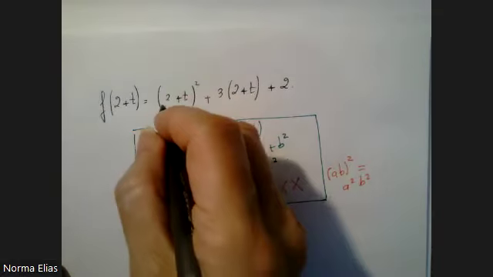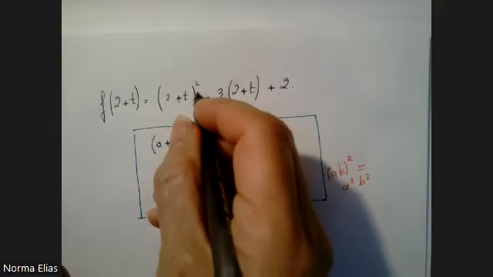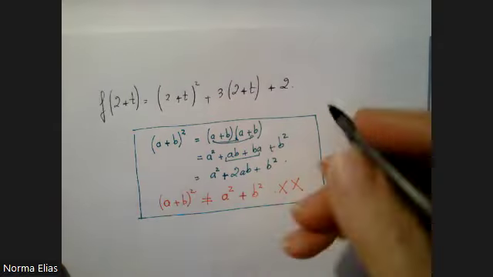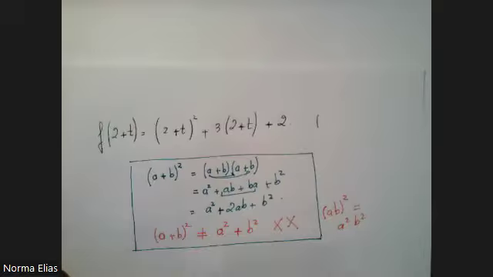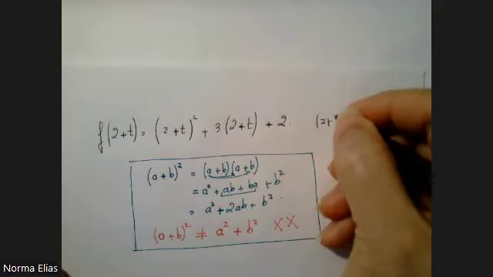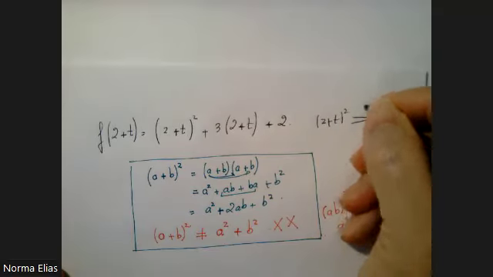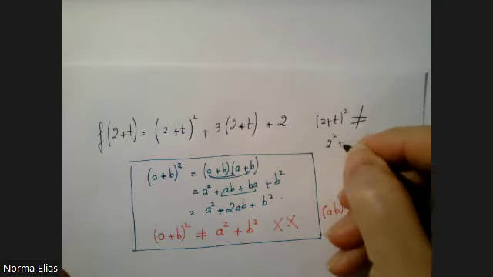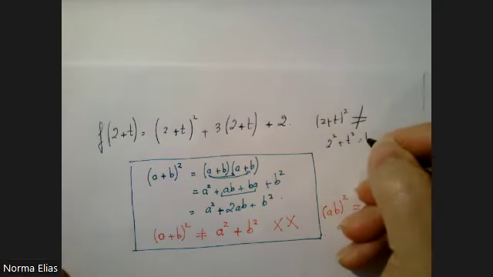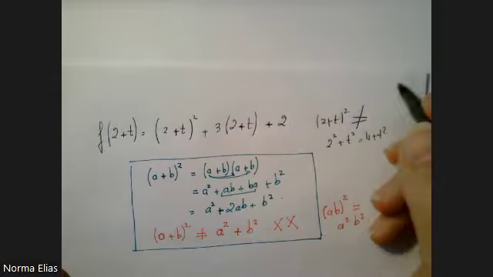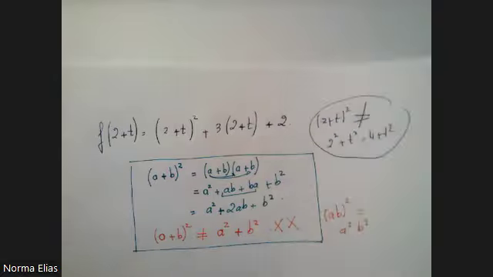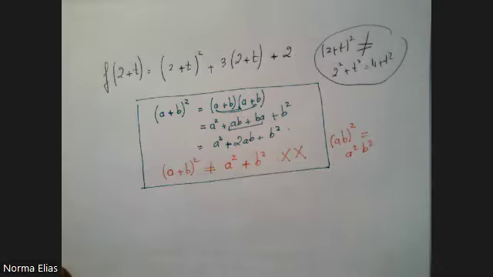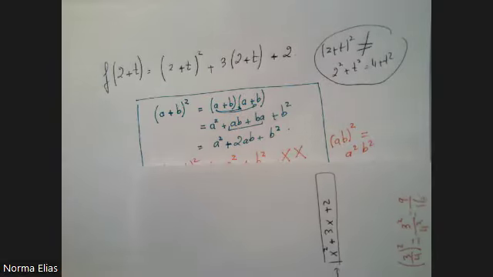I'm addressing this because I have the quantity 2 plus t to the power 2. So 2 plus t squared is absolutely not 2 squared plus t squared, which would mean 4 plus t squared. This is not correct. Okay. I mean, you can think of numbers. Usually, thinking of numbers will help you.